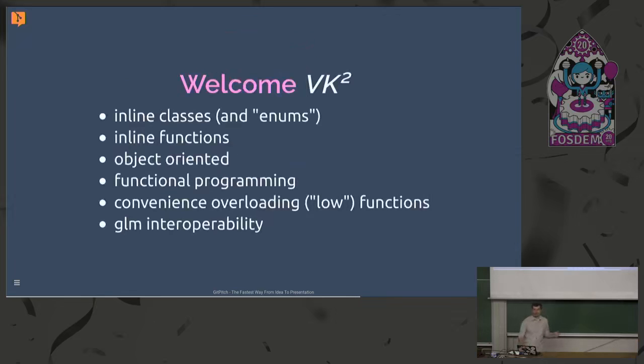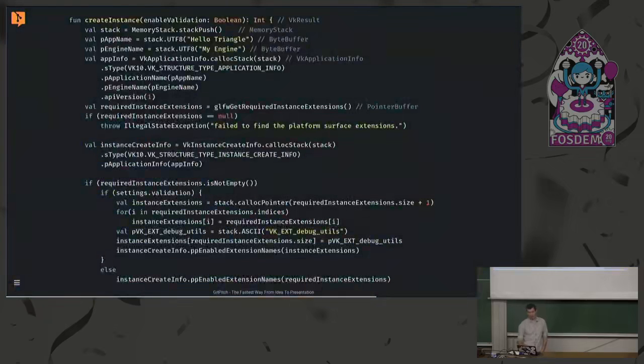We have basically also inline classes, inline functions. It's object-oriented. All the VK objects have a lot of functions on them. Functional programming and convenience overloading, low-level functions. So where basically we call the very end function of the LWJGL binding just before going to the native, and then also play nice with GLM. Let's go just through a very short example.